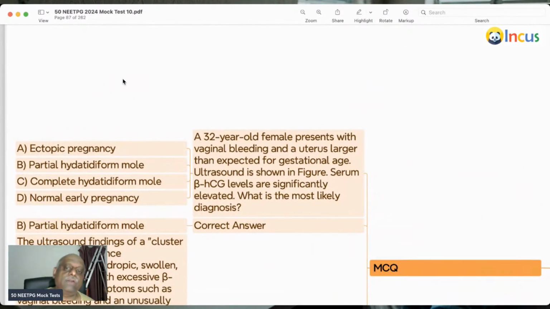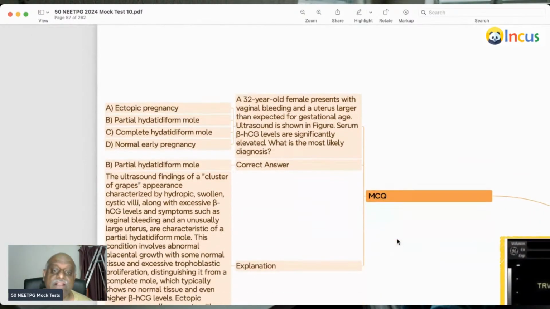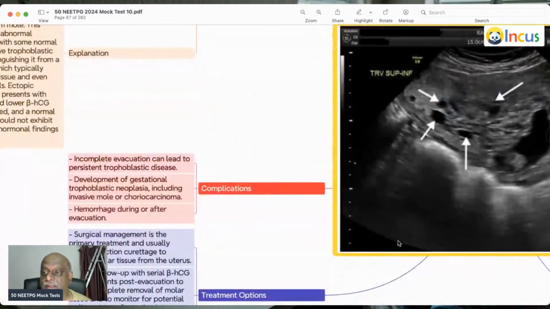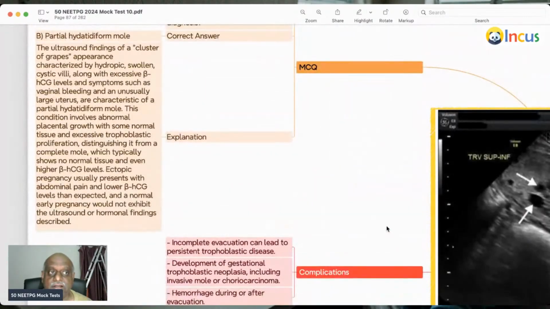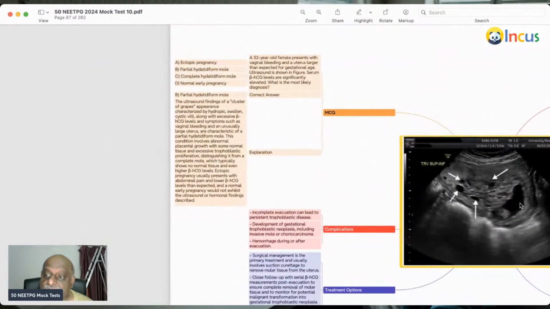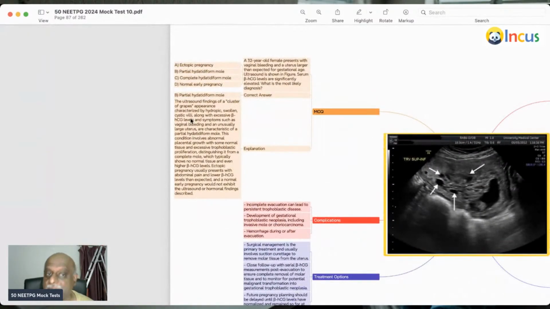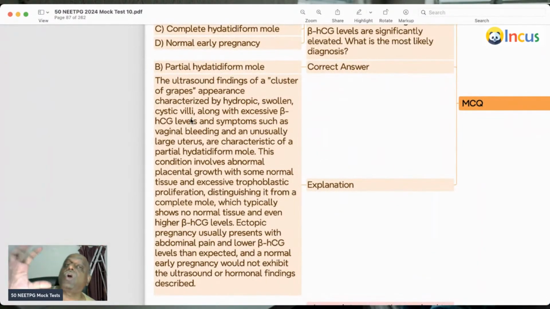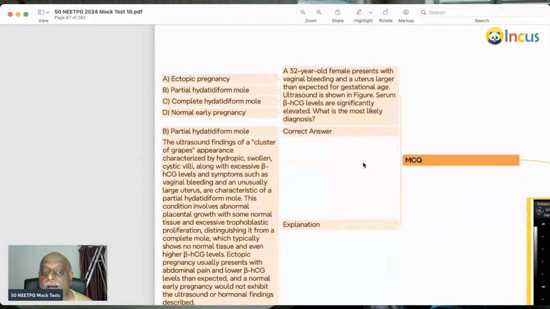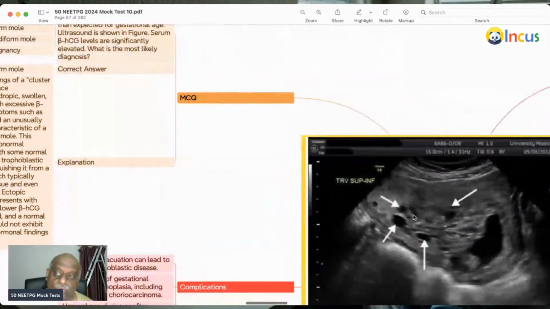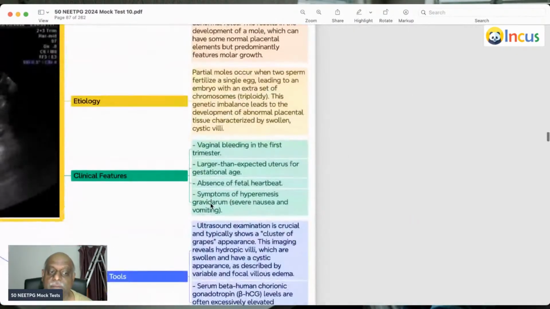A 32-year-old female with vaginal bleeding and uterus larger than expected for gestational age. Beta HCG levels are elevated. And what do you see here, doctor? Typically, there is a cluster of grapes appearance. What is this called? Cluster of grapes appearance. Hydropic swollen cystic villi with excessive beta HCG is classical of partial hydatidiform mole, is what you need to remember.